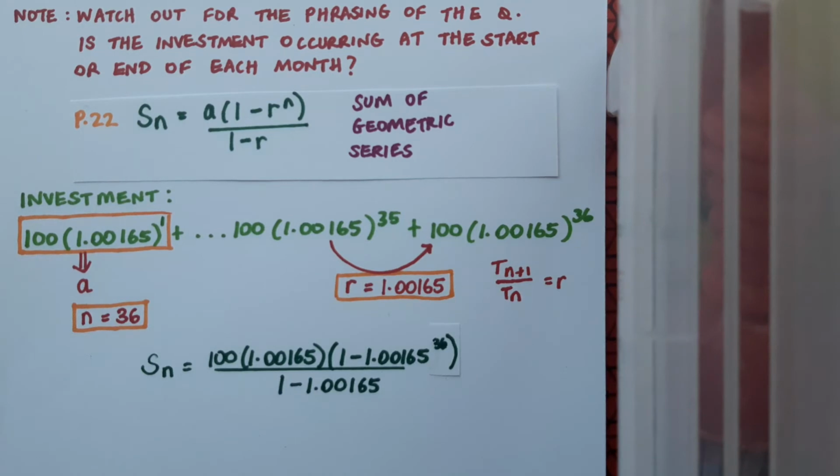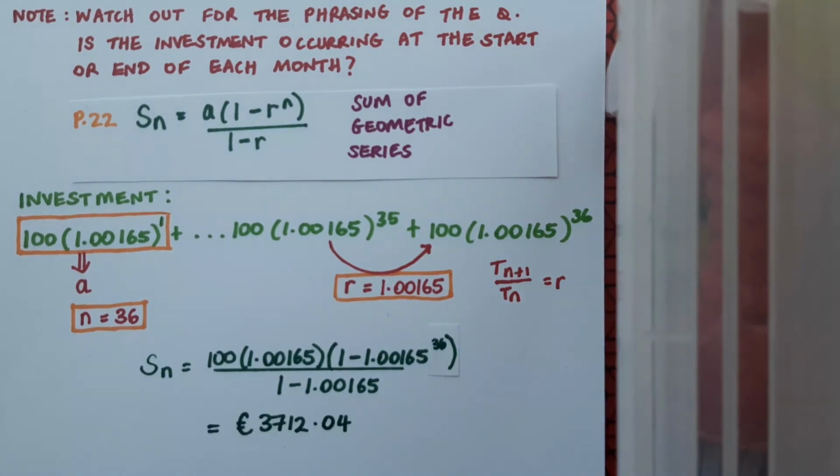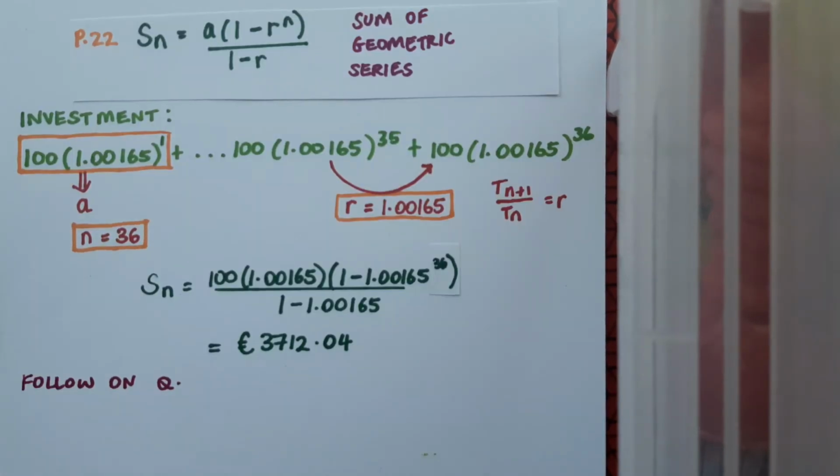So pause the video here for a second, do this calculation yourself, and then check and see if it matches my answer. Okay, so my final solution here is €3,712.04. And again, because this is my final answer and it's money, I can round it off to 2 decimal places. And just a little follow-on question here.